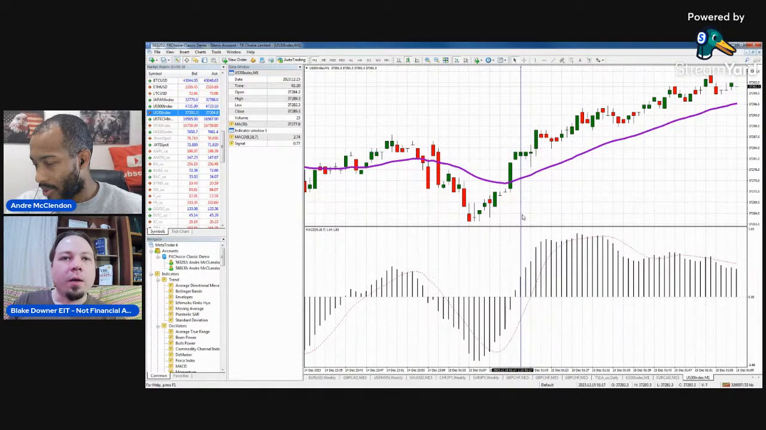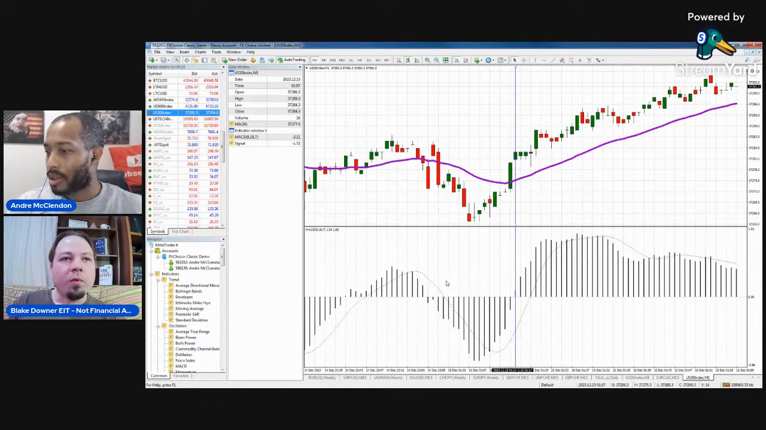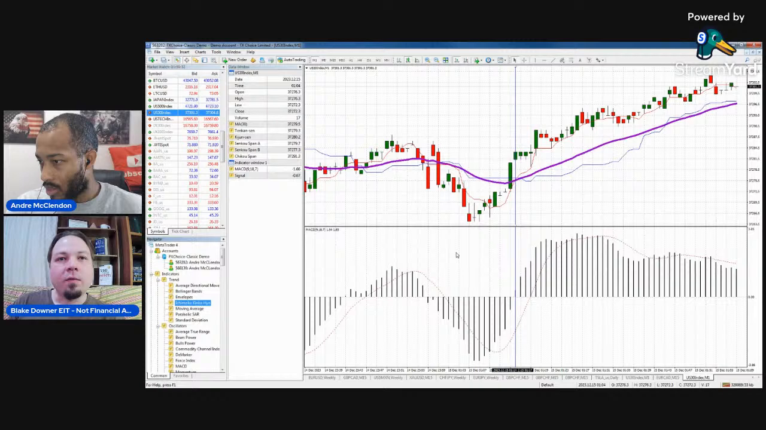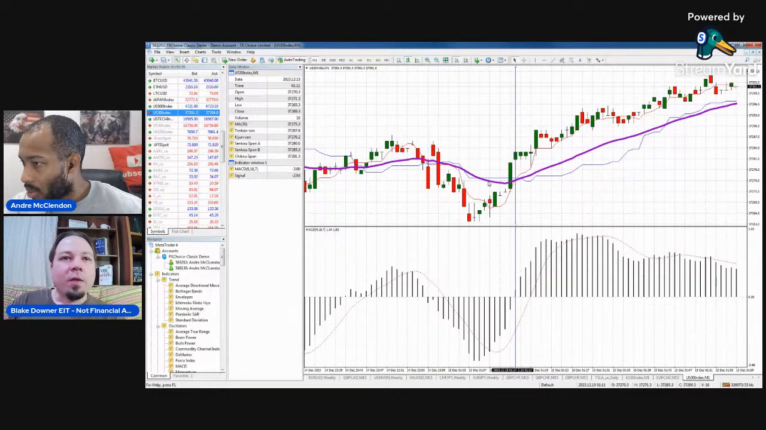So the MACD has two lines. On most of my software, they're red and blue, and they produce crossovers. We want to buy when the lines cross over, and then we also want to adjust the sensitivity.